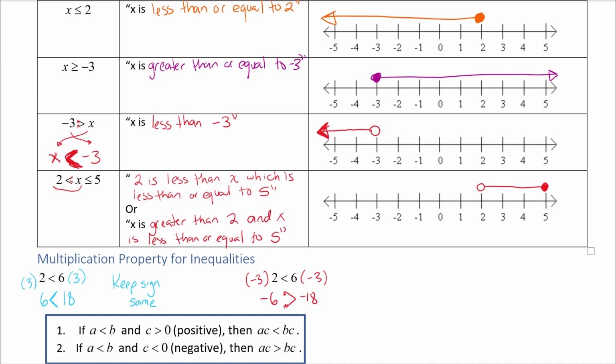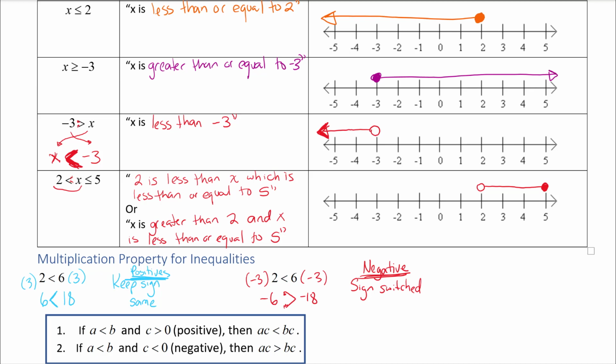So if you multiply or divide by a negative here, when you multiply by negative, what happened? Your sign switched. Okay, so when we multiplied by a negative, the sign switched, and that was on something we know to be true. Negative 6 is greater than negative 18. Now, when we multiplied by a positive, what happened to our signs? Our signs kept the same.